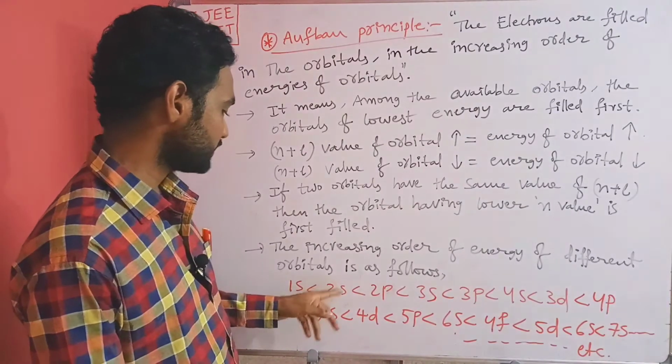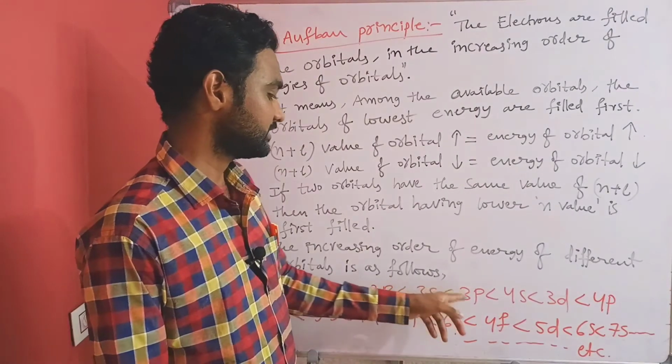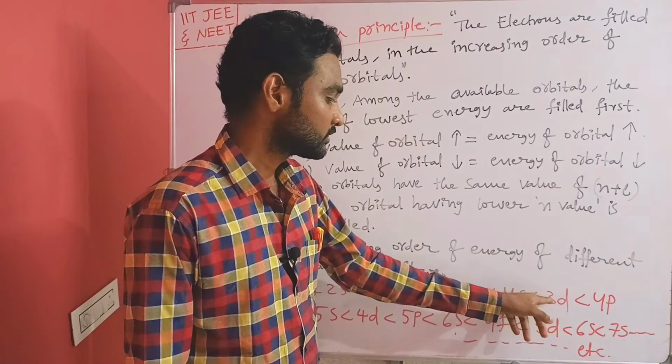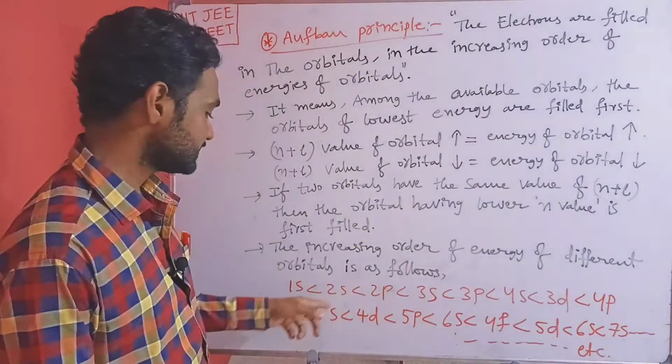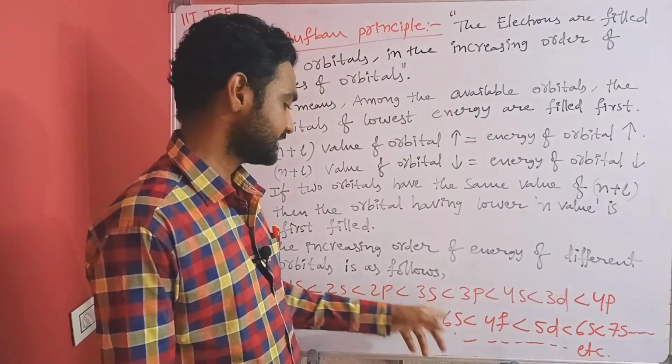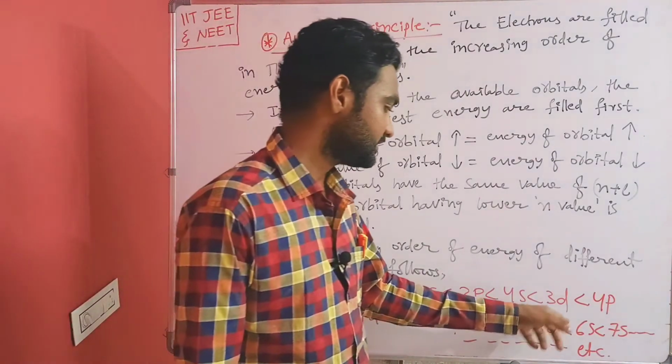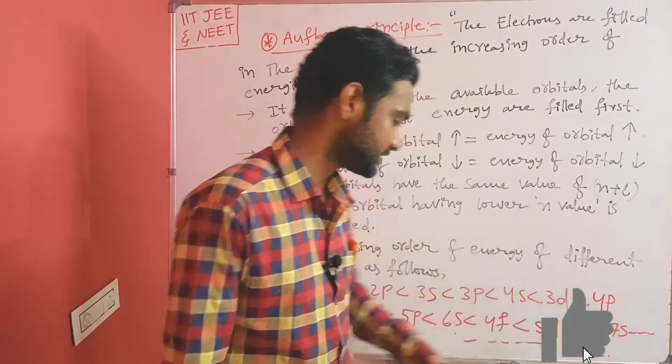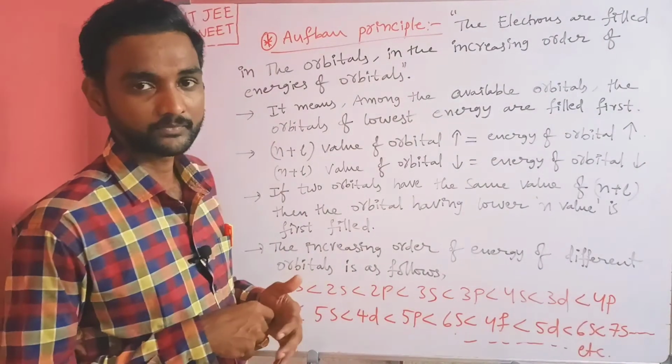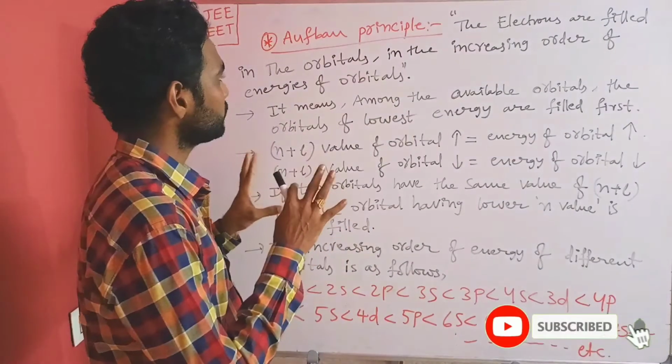1s < 2s < 2p < 3s < 3p < 4s < 3d < 4p < 5s < 4d < 5p < 6s < 4f < 5d < 6p < 7s, and so on. This is simply about the Aufbau principle.